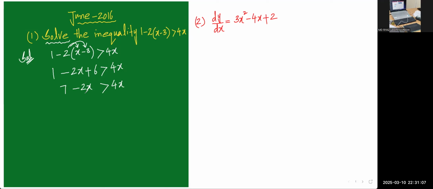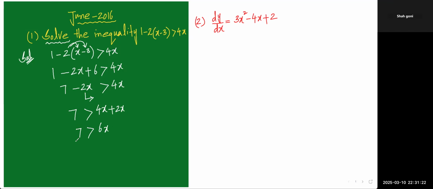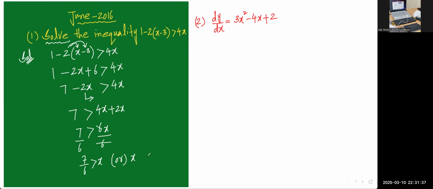Now this minus 2x we can bring that side. 7 is greater than 4x plus 2x. So then 7 is greater than 4 plus 2 is 6x. I want the value of x, so we can divide by 6 on both sides. 7 by 6 is greater than x is one option, or you can also write this as x is less than 7 by 6. Both options are correct.